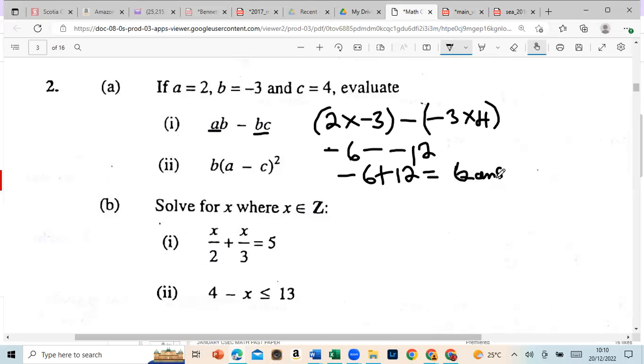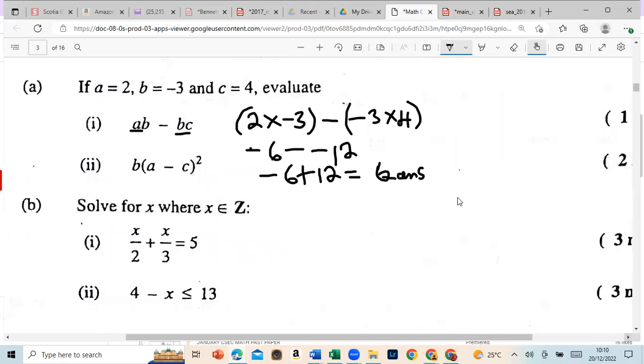Let's see how many marks that is worth, because as I say, this is a January paper. So that's 1 mark for this. Let's go now. For this one, we're gonna get 2 marks.